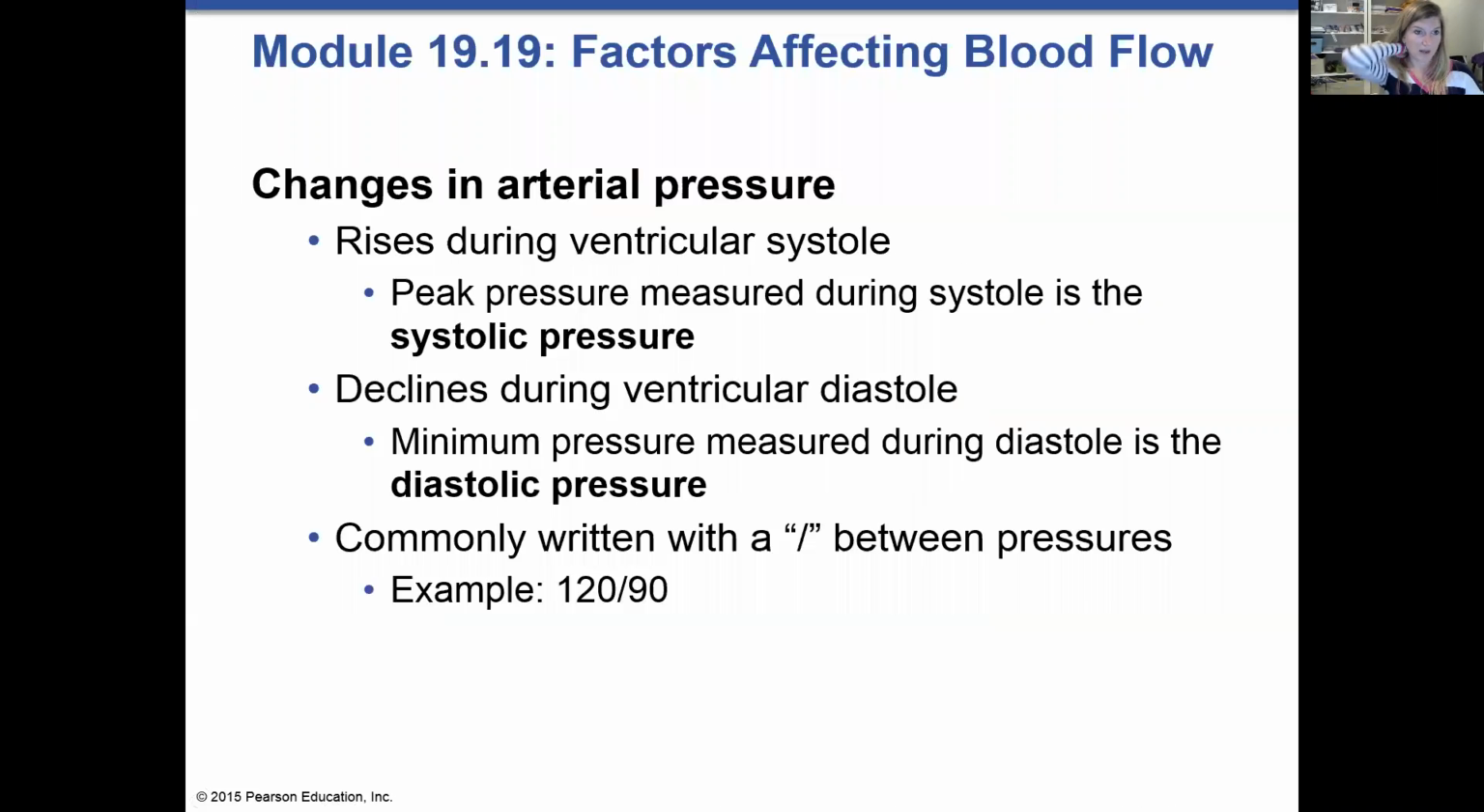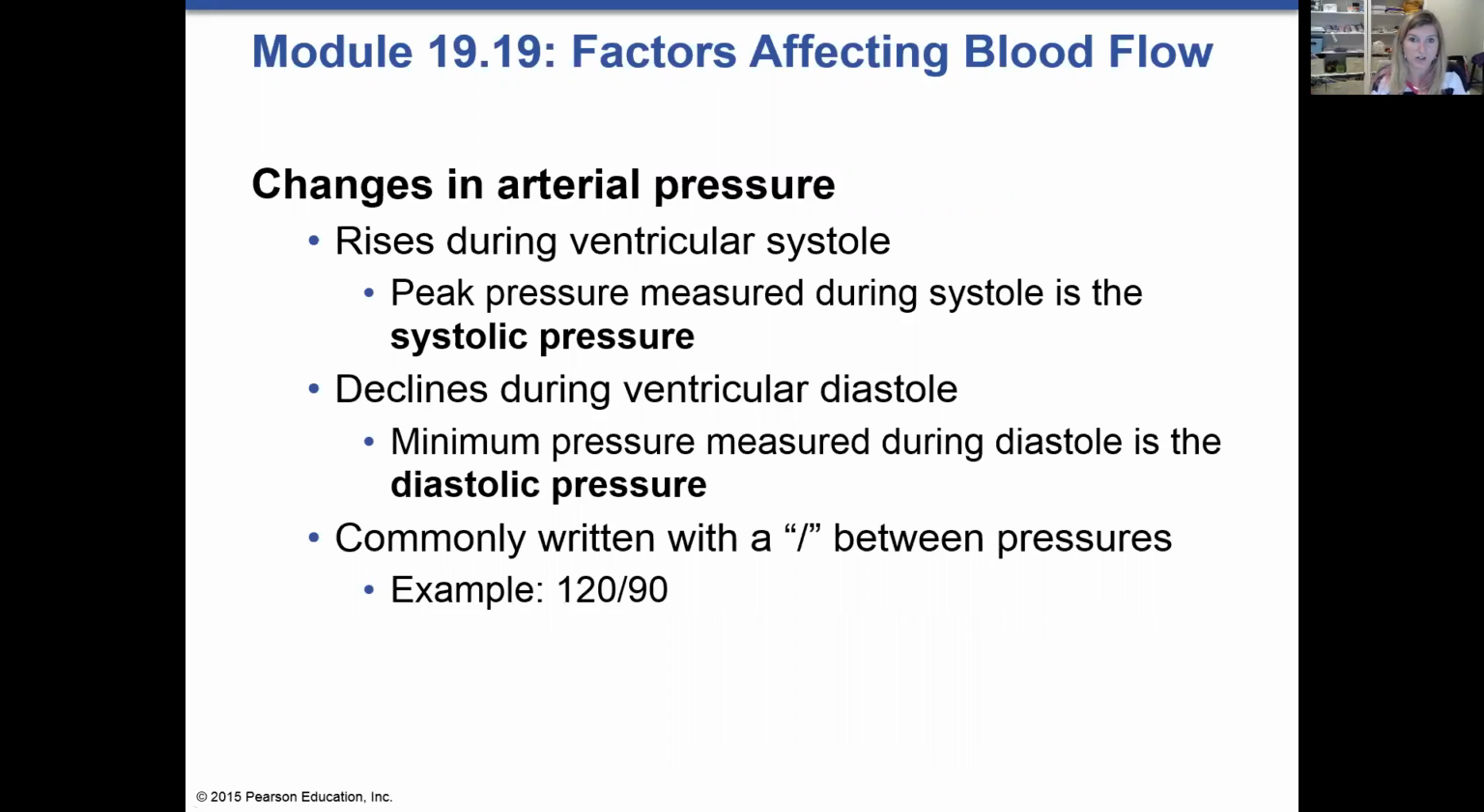So let's talk about changes in arterial pressure that take place during ventricular systole, right? Ventricular systole is when our ventricles are contracting and they're active. This is the peak pressure. This is what we call the systolic pressure, right? When you measure your blood pressure with a sphygmomanometer, I can never say it, that high number is the systolic pressure. That is the actual pressure in your aorta from ventricular systole.